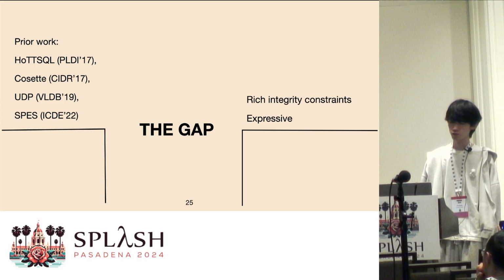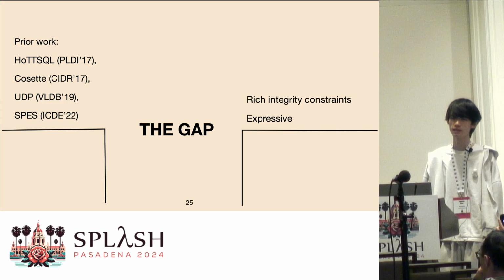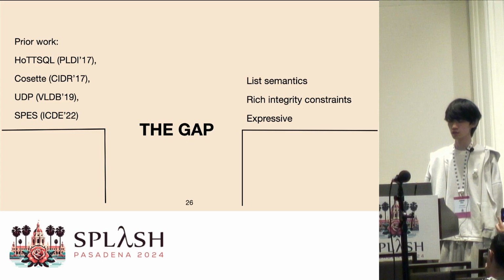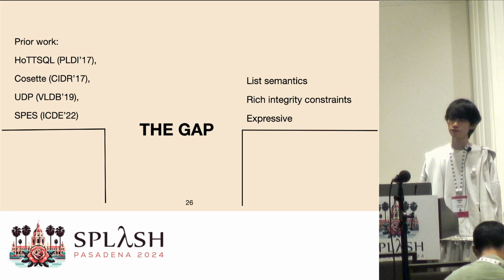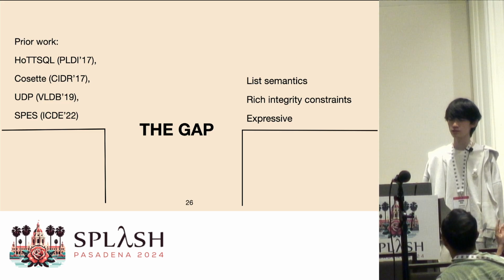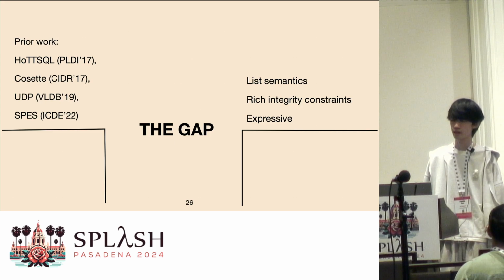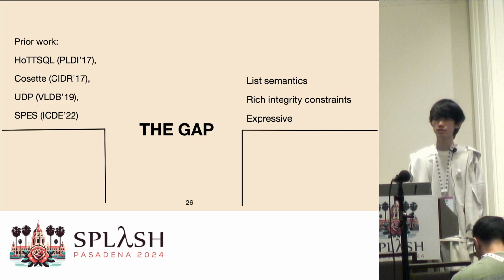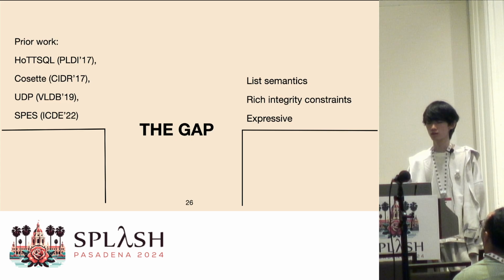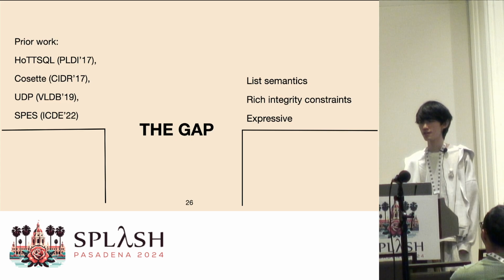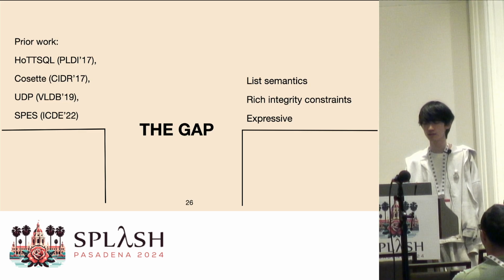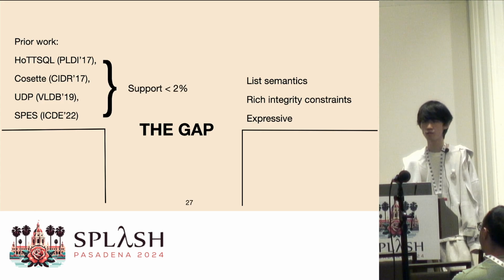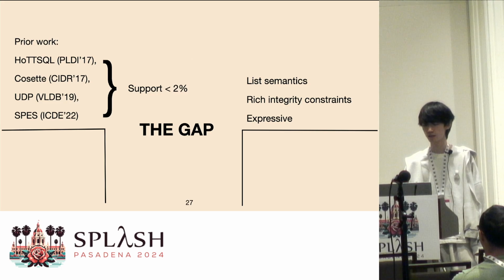Secondly, it is important to account for rich integrity constraints commonly used in real-world queries. And the third important feature to support is list semantics. Specifically, list semantics treat tables as lists and preserve the ordering of tuples. This is necessary to support the order by operation. However, prior work does not support list semantics and therefore cannot handle queries that involve an order by operation. Due to these limitations, prior work collectively supports less than 2% of our benchmarks.